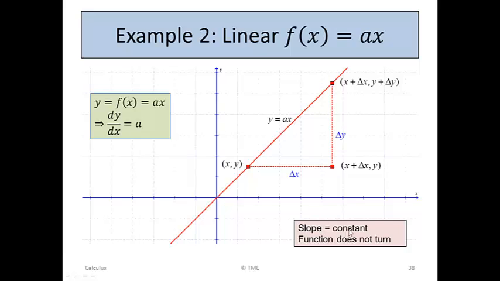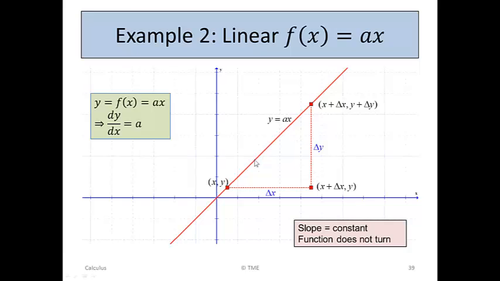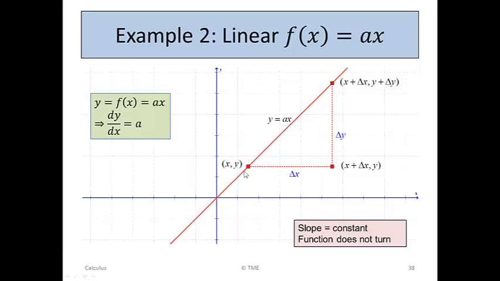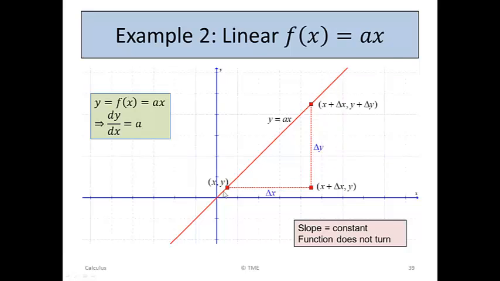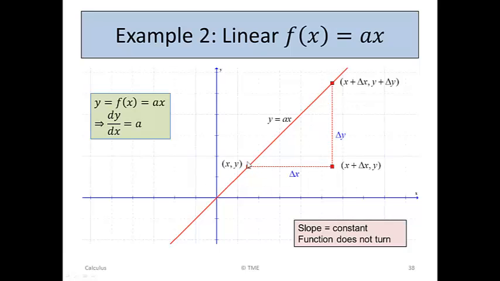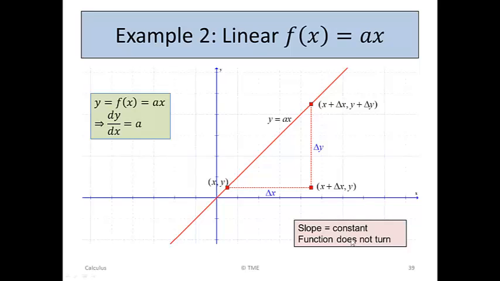The slope is constant, it never changes, and the function doesn't turn. So this line continues indefinitely at that slope value and never turns, whether we used this point or a different point. Here we are, whether we used (x, y) or this point down here, any point along that line, we would find that it has the same slope and the function does not turn.